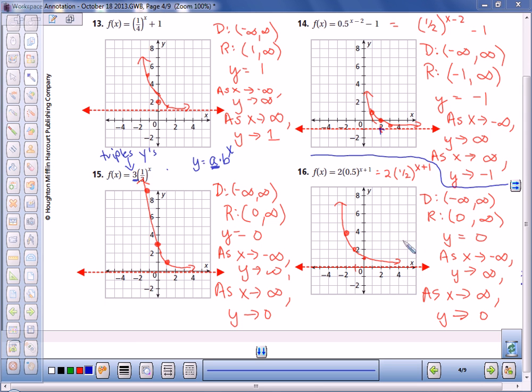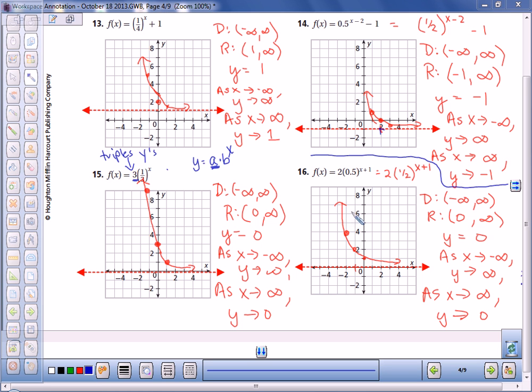As x approaches negative infinity, y approaches positive infinity. As x approaches positive infinity, y approaches negative 1. Yes, Andrew? You know how you said that it has to be y equals negative 1? Could you put asymptote at negative 1? Nope. You have to put the equation for the line because the asymptote is a line.